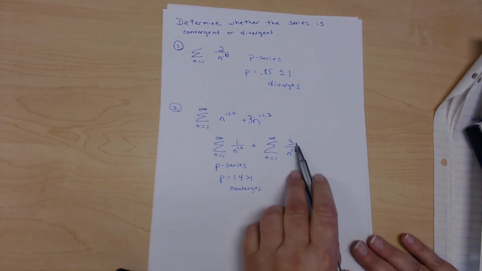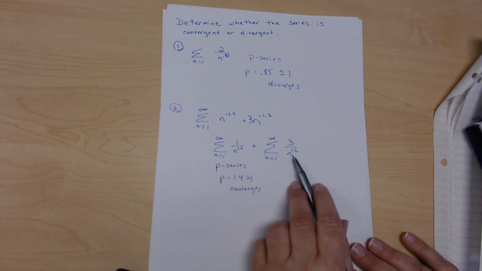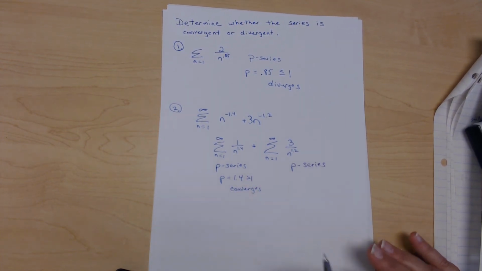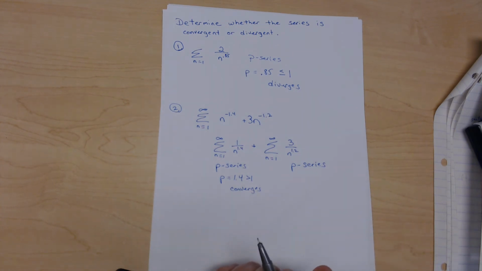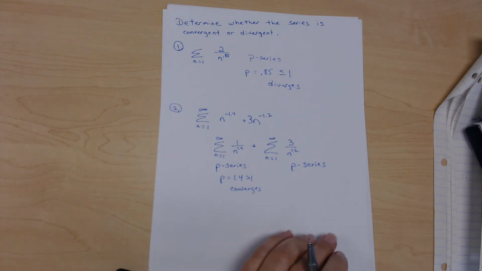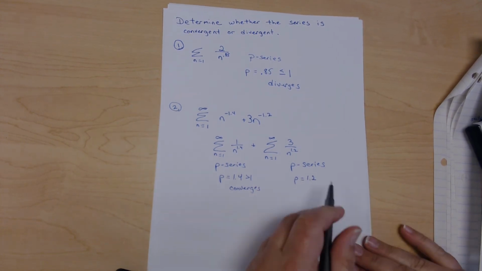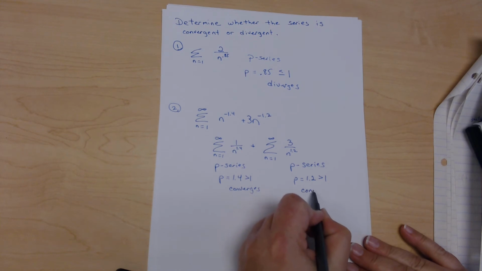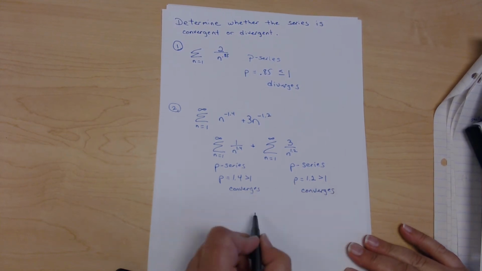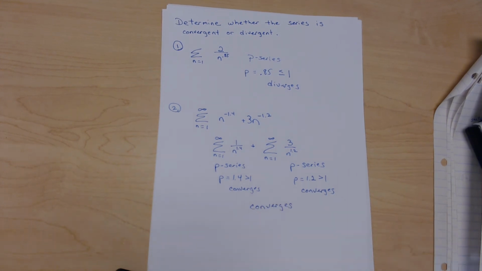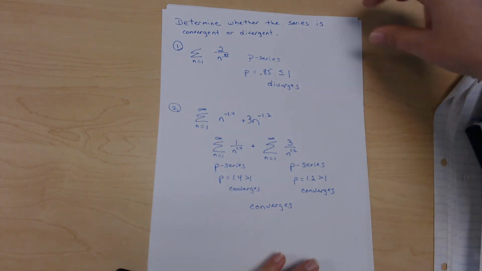Same thing here. The 3 has no impact. In fact, I could even pull the 3 out here. This is n to an exponent. That's a p series. So we talked about this briefly in the first part. But now we mentioned p series, so if you need to look back, go ahead. But p series, p is 1.2. This gives you a better idea of the p series. If that's greater than 1, it converges. If they both converge, the whole thing converges. All right. Good. We're cruising along.